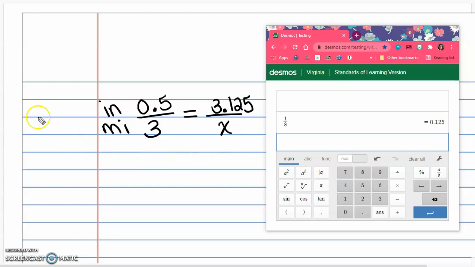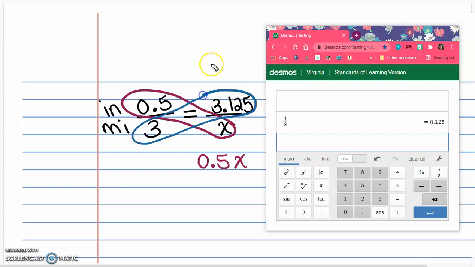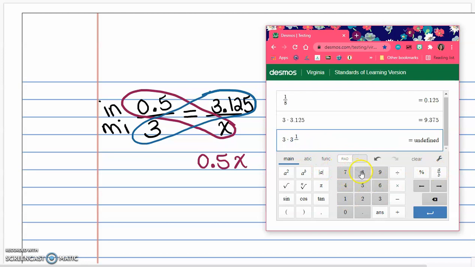Now I'm all set up, ready to butterfly multiply. Here we go. 0.5 times x, I simply write 0.5x. 3 times 3.125. I do not want to do that in my head, so enter our good friend Desi. 3 times 3.125 is 9.375. Do you know what I just realized? Desi actually likes fractions. I probably could have done 3 1/8 if I had wanted to. Let's see if it gets me the same thing. Oh, look at that. Oh my goodness, same thing. So now I know that equals 9.375. And what we've been learning is that when the fractions are equal, their cross products are equal.